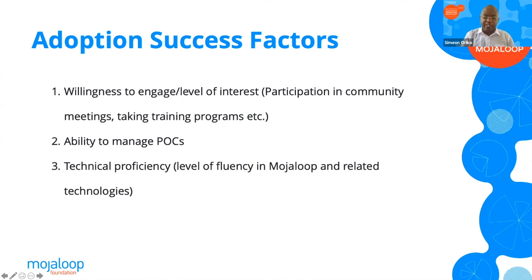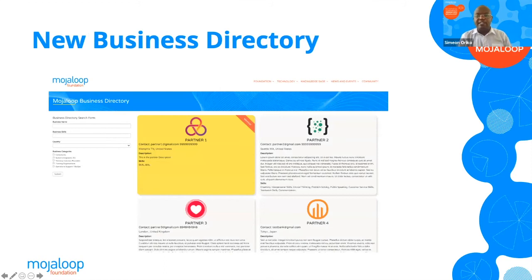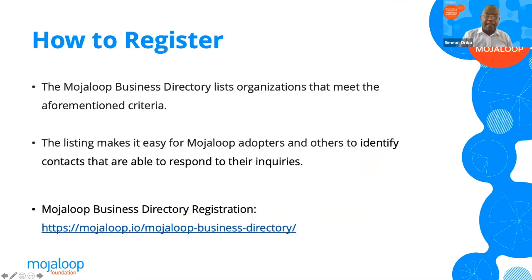You can be sure that everybody on the Mojaloop business directory has a very good level of fluency in Mojaloop and related technologies. This is what the new business directory will look like, and it is up on the website. We'll be happy to send you a link as soon as it goes live. There is a way that you can sign up so that your business or organization can be listed in the new Mojaloop business directory.